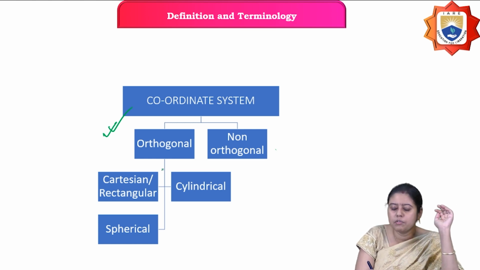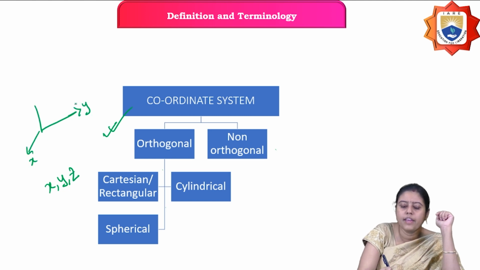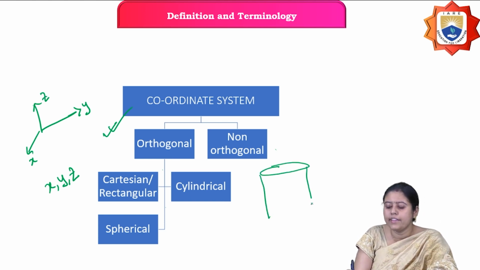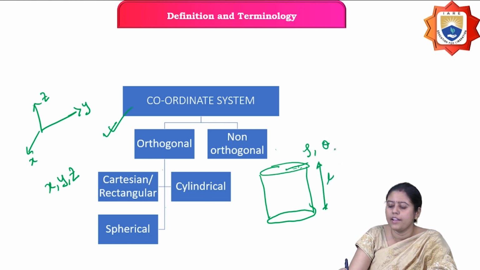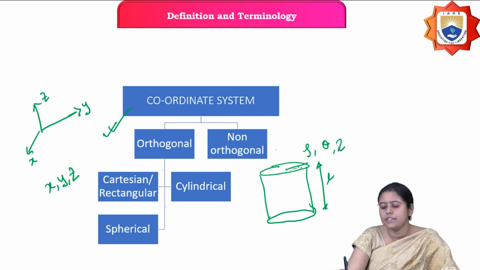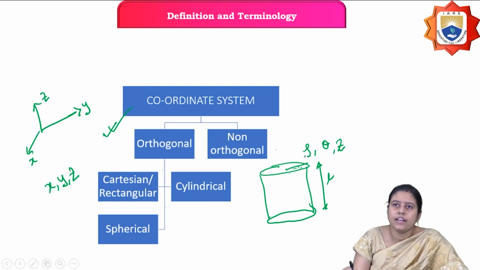So the orthogonal system is basically of three types. One is the rectangular or Cartesian, where we use the x, y, z axes. Another one is the cylindrical, and in the cylindrical system we use rho, angle theta, and the height, which we generally write as Z. Rho is the radius, theta is the angle of the circle, and Z is the height.